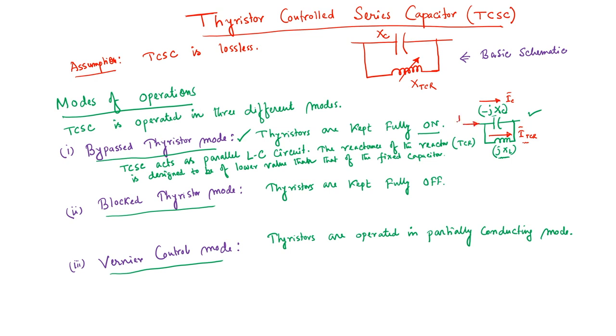So, out of this line current I, where I represents the line current of the transmission line, most of the current will flow through this reactor rather than this capacitor. So, that is why it is called bypass thyristor mode. But obviously, this is not a normal operating mode of TCSC. Rather, this mode of operation is used when the capacitor is to be saved from abnormal over voltage.